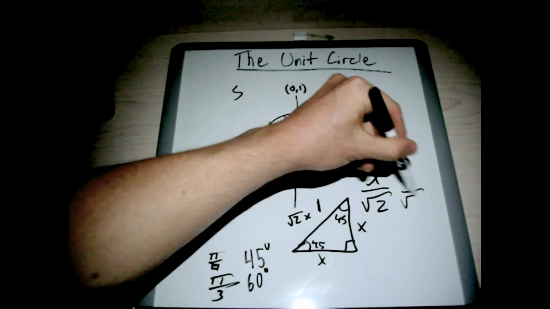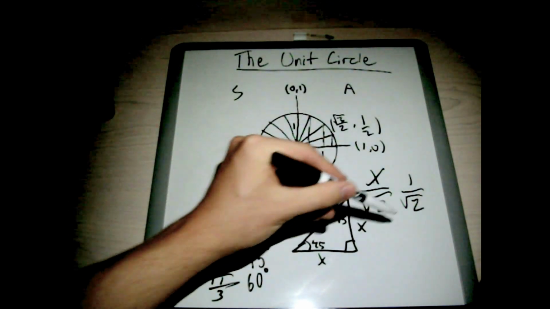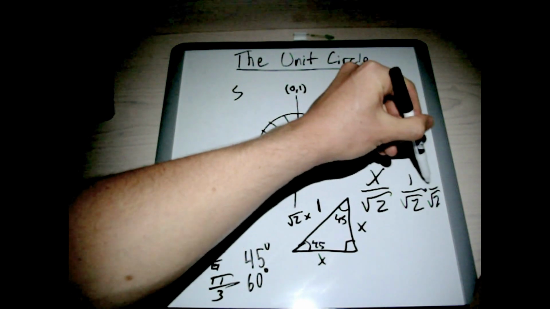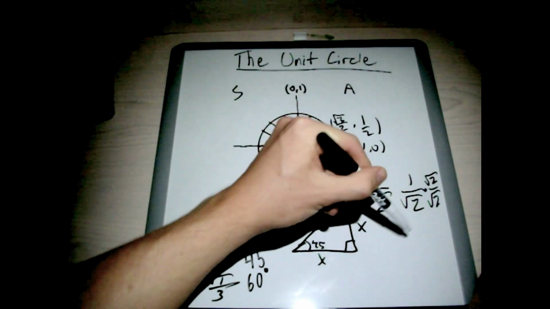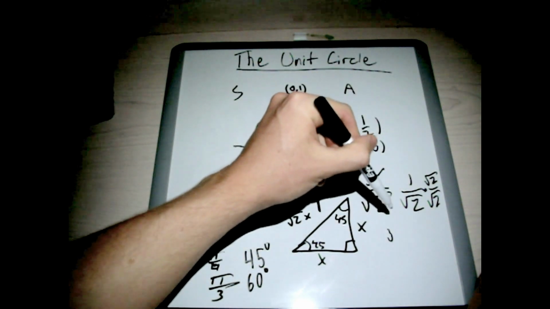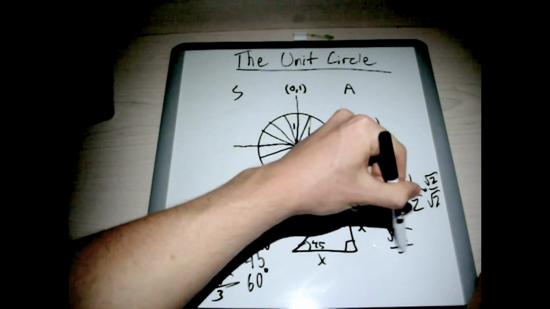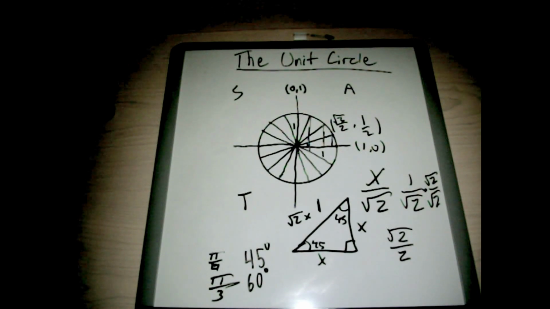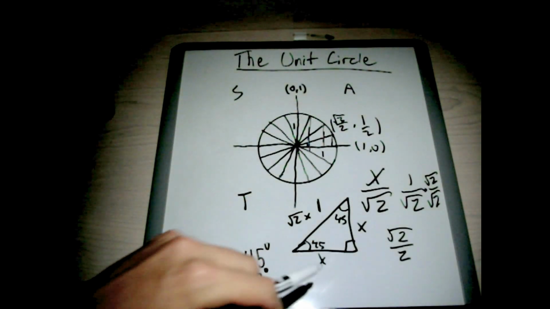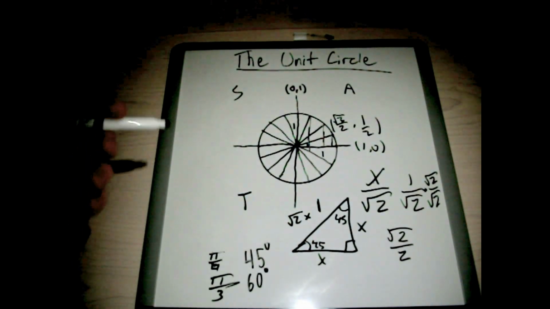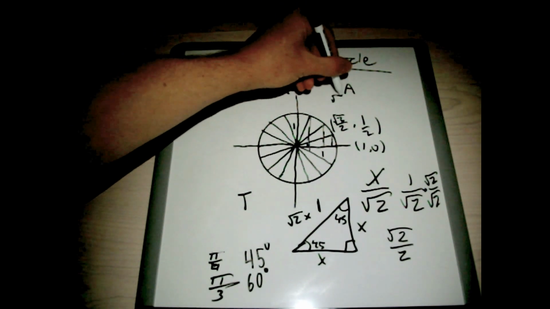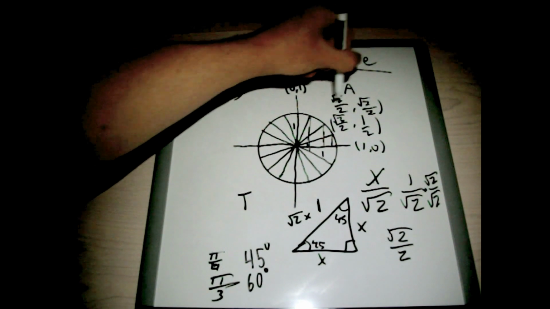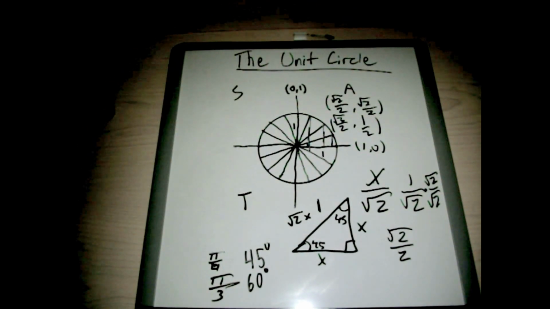So you get 1 over square root of 2. Once you rationalize that, you get rid of the square root in the denominator. It becomes square root of 2 over 2. And as I said before, both of them are going to be the same thing, so that's going to be your point: square root of 2 over 2 with square root of 2 over 2.